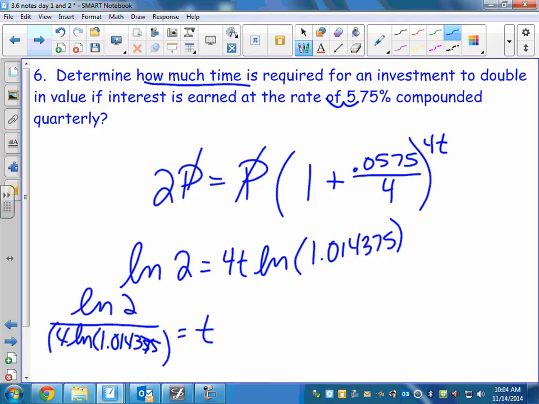We're looking for time here, so we should be able to have a reasonable answer. See if your answer makes any sense when you do it. ln of 2 divided by parenthesis 4 times ln 1.014375, close my parentheses. I got 12.14 years.